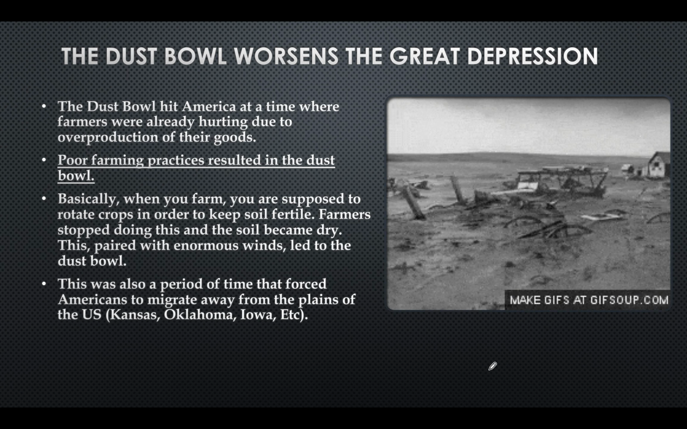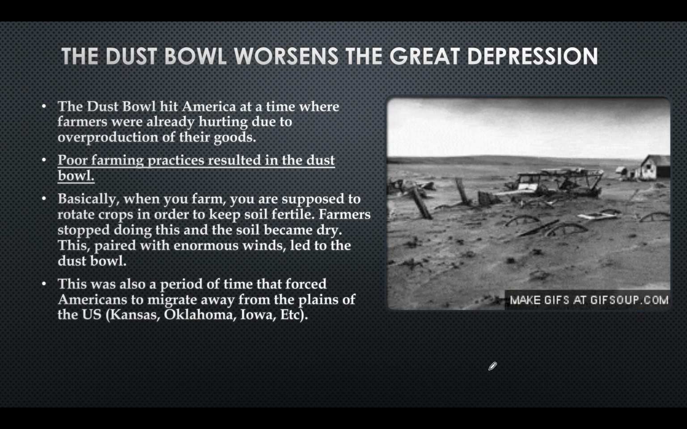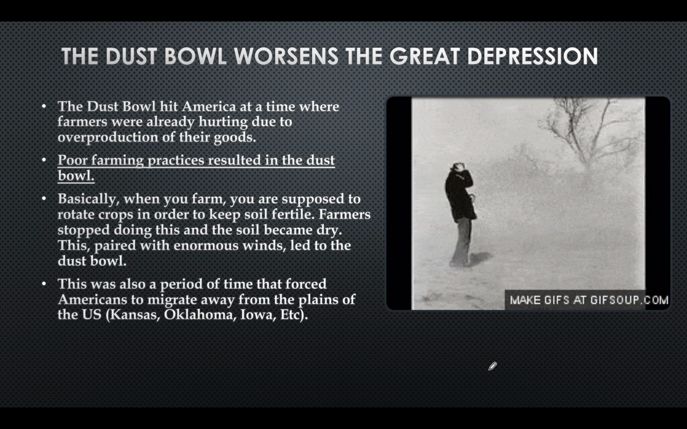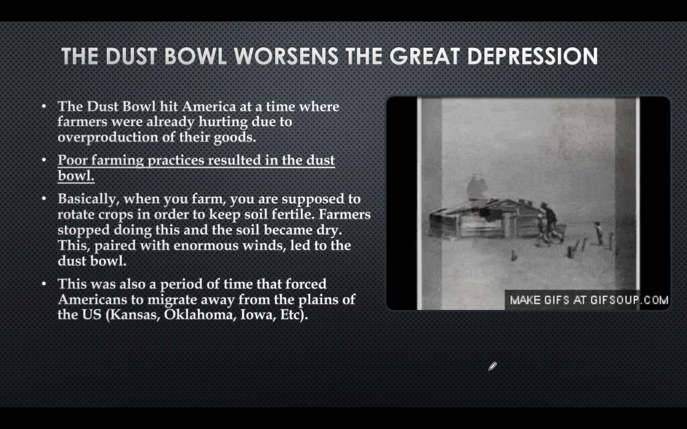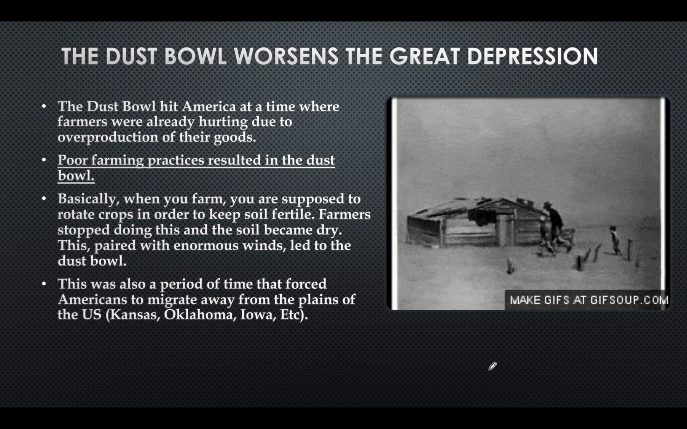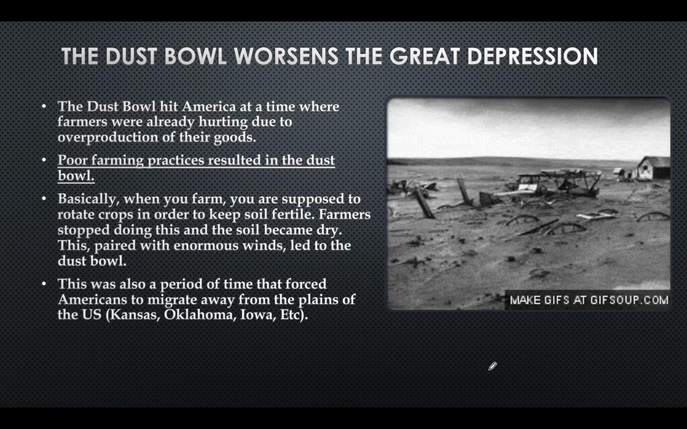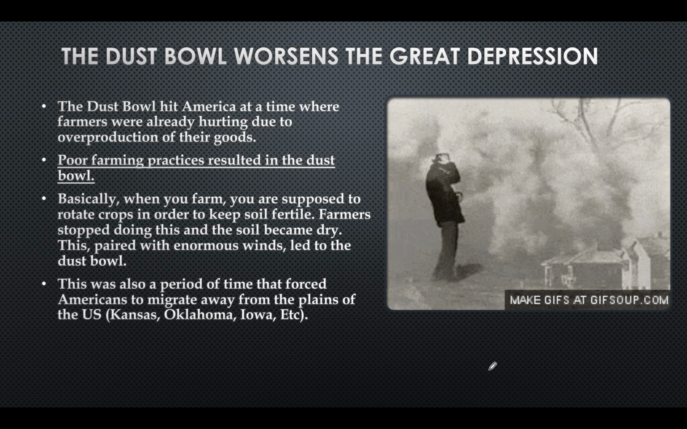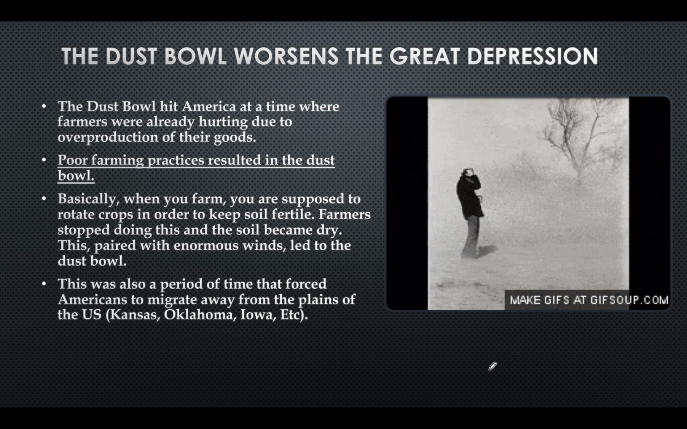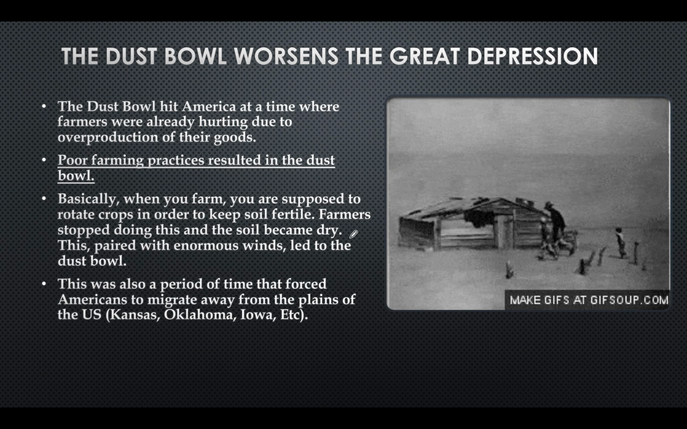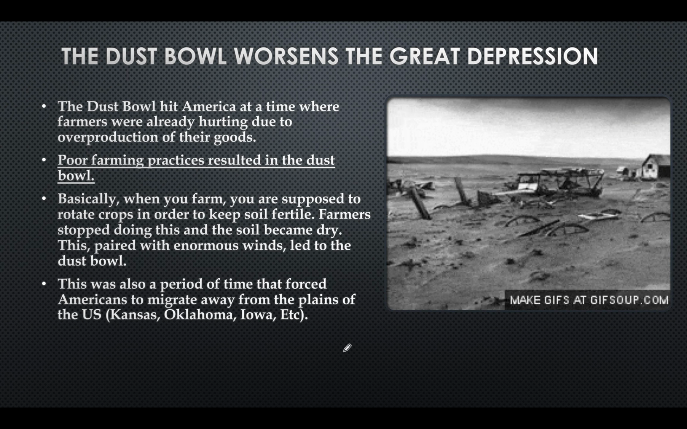Basically, what you're supposed to do when you're a farmer is rotate crops in order to keep the soil fertile. Different crops do different things to soil, so you're supposed to diversify what you're planting in your soil. Farmers in the plains of the United States stopped doing this, and the soil became dry. This, paired with enormous winds, led to the Dust Bowl.